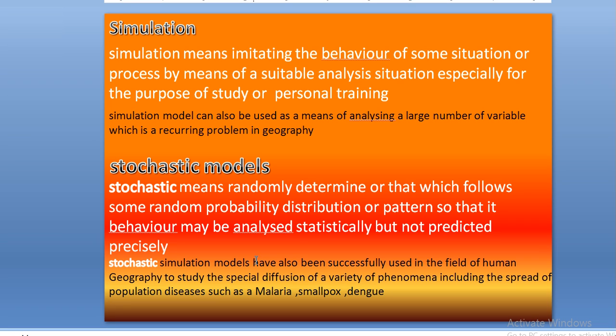Stochastic simulation models have also been successfully used in the field of human geography to study the spatial diffusion of a variety of phenomena, including the spread of diseases such as malaria, smallpox, dengue fever, etc. Another is the term Monte Carlo, which is used to describe some stochastic models in which chance alone determines the outcome of each move within the conditions of the model.